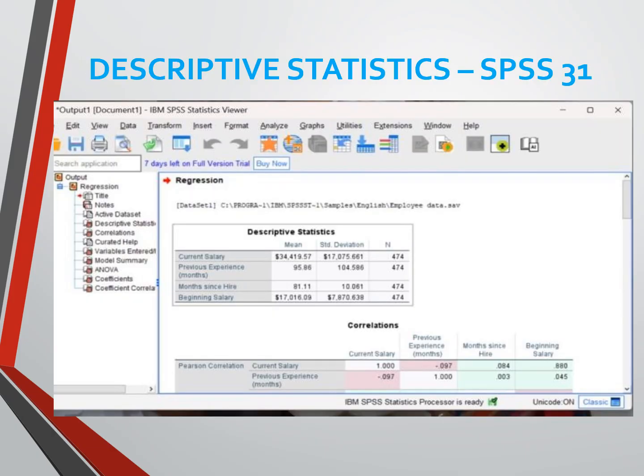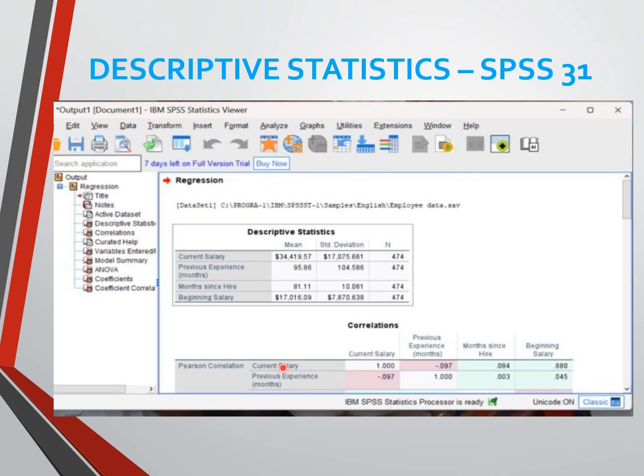Now I am showing you the SPSS 31 report generated. If you look here, the descriptive statistics give the mean and standard deviation, and the number of samples is also given. Here I am not in a position to disclose more data because it is my submission database. The previous year experience has a mean value and a standard deviation. Here you can see that the standard deviation is greater than the mean value, so the coefficient of variation is very high.